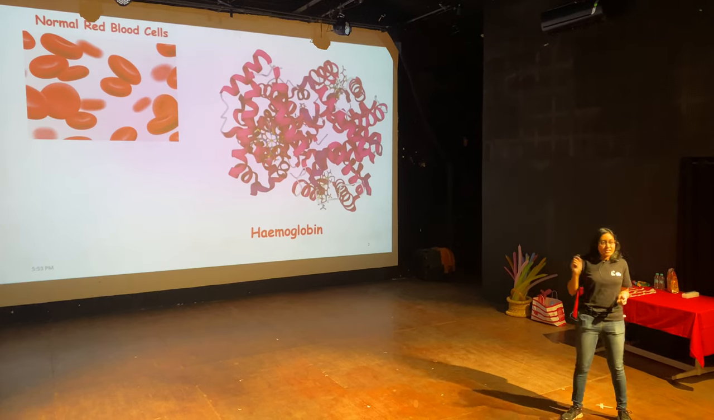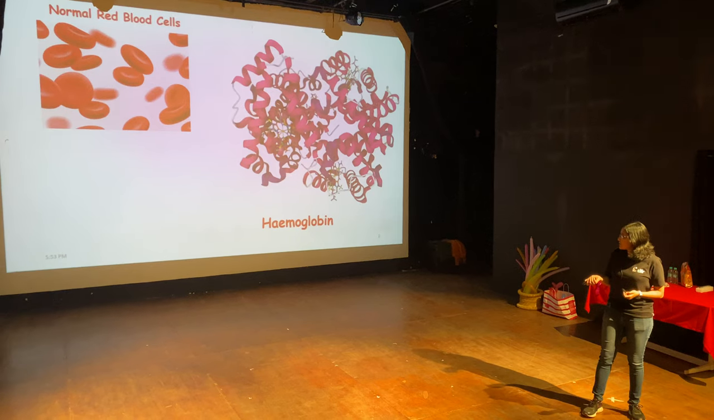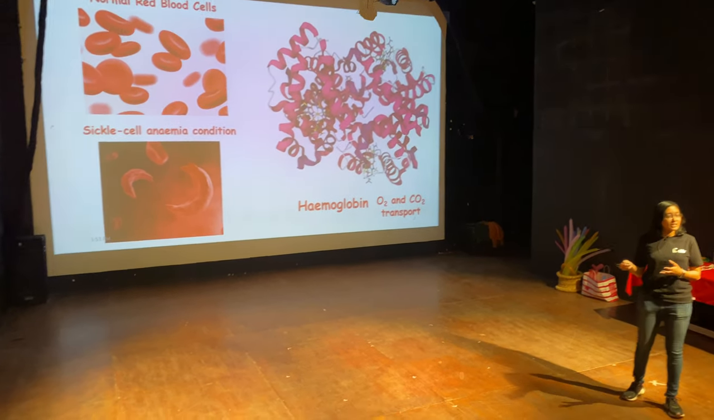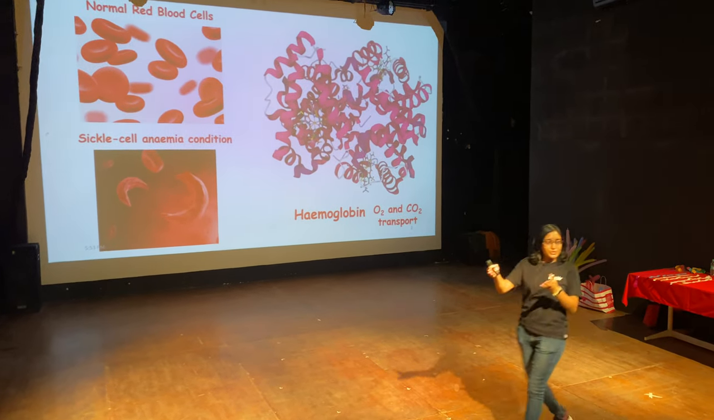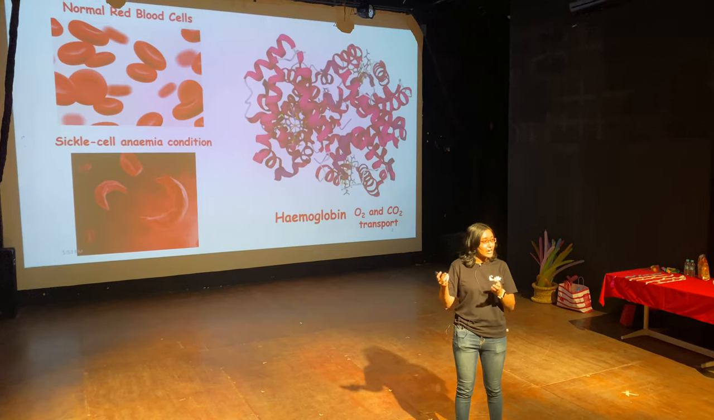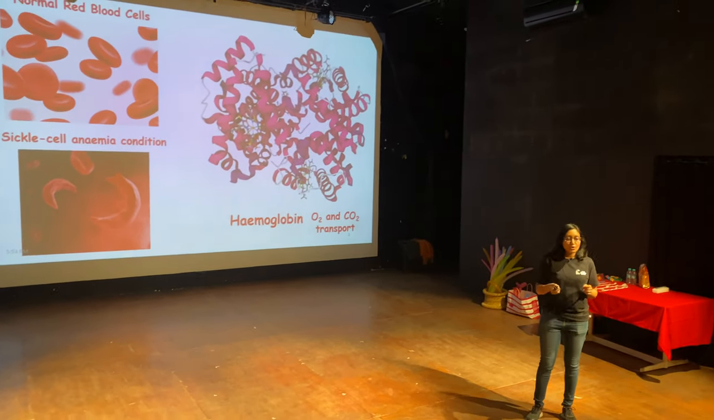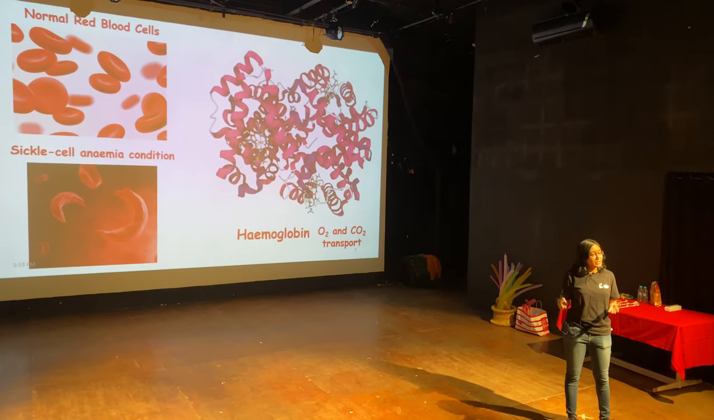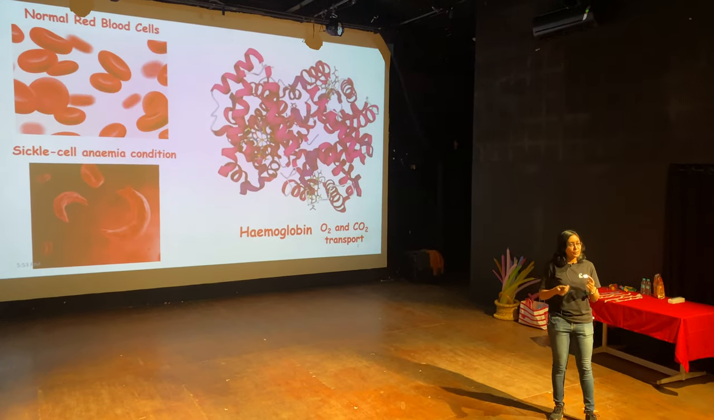But there is something which happens in some individuals which is known as sickle cell anemia condition. So what hemoglobin does is it takes oxygen from the lungs to the tissues and it takes carbon dioxide from the tissues to the lungs. So in the sickle cell anemia condition, hemoglobin is affected. And to understand how it's affected, let's know about proteins.